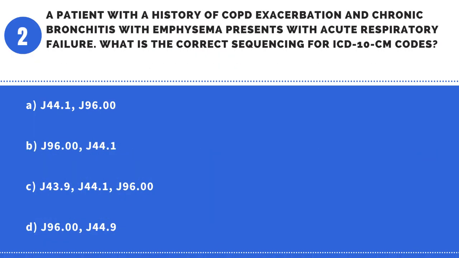Question 2. A patient with a history of COPD exacerbation and chronic bronchitis with emphysema presents with acute respiratory failure. What is the correct sequencing for ICD-10-CM codes? A. J44.1, J96.00. B. J96.00, J44.1. C. J43.9, J44.1, J96.00. D. J96.00, J44.9.